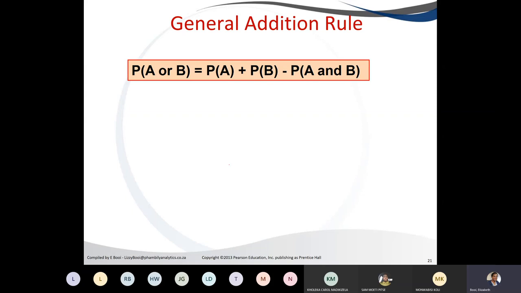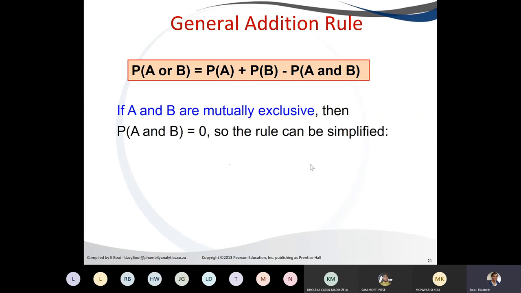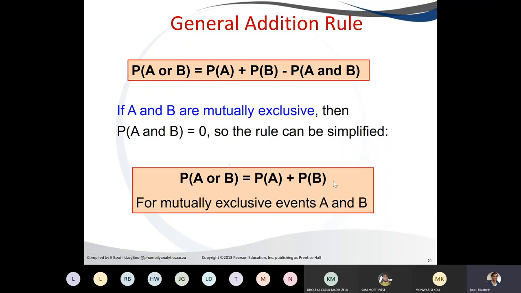So, how do we then calculate this probability as well? But before we calculate that, if events A and B are mutually exclusive, we know that the probability of A and B will be equal to zero. Therefore, the probability of A or B will be the probability of A plus the probability of B.